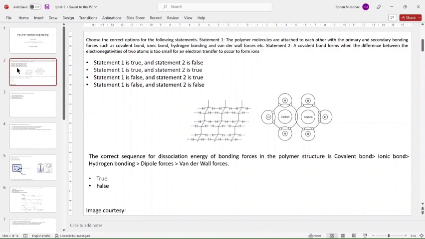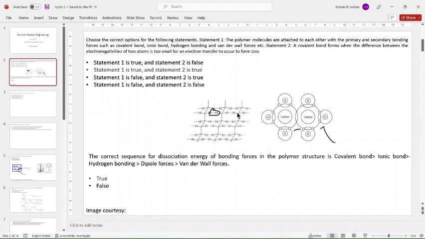Just analyze these two statements. Statement 1 and 2 are both true, sir. Why are you saying that statement 2 is true? This right here, as you can see, correct? This is the covalent bond, and here the secondary forces such as hydrogen bonding happen.